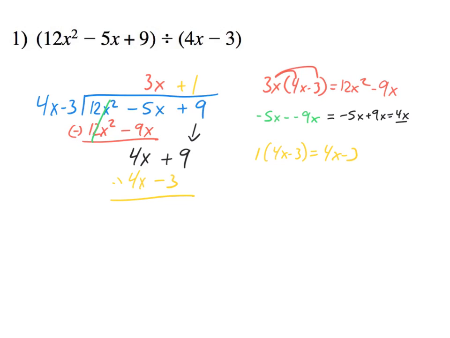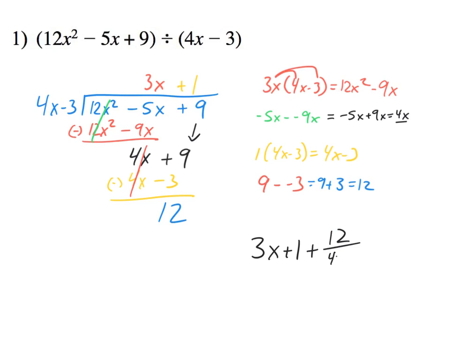And like we said earlier, don't we subtract down? So as we subtract down here, this cancels out. And we have 9 minus negative 3. Well, hopefully you remember again that 9 minus negative 3 is really 9 plus 3, which is 12. So I have a remainder of 12 because there's nothing else to bring down. So my answer is the 3x plus 1 plus 12, which is the remainder, over the divisor, 4x minus 3. And that is our answer.